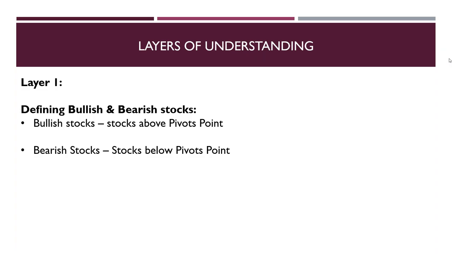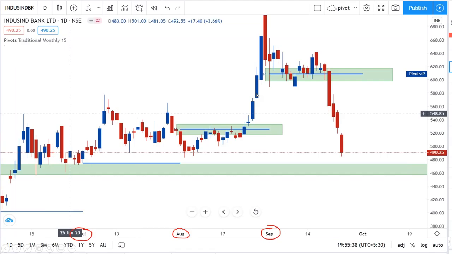Now you may find it a bit difficult to understand, so let me simplify it by doing it layer by layer. Okay. Now the first layer of understanding. Layer 1 is defining bullish and bearish stocks. So which are the stocks which are bullish? Bullish stocks are stocks which are above the pivot point, be it monthly or weekly. Those are bullish stocks. And stocks which are below the pivot point are bearish stocks. So this is layer 1 of understanding. Let's see on the chart. Now this is the IndusInd Bank chart.